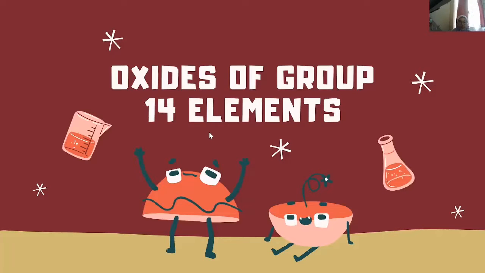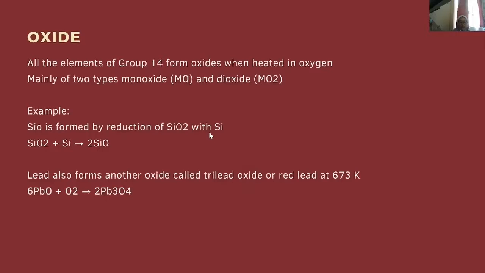Next, oxides of group 14 elements. All the elements of group 14 can form oxides when heated in oxygen. There are mainly two types of oxide, which are monoxide and dioxide. For example, silicon monoxide is formed by reacting silicon dioxide with silicon. Lead can also form another oxide called tri-lead tetroxide, or red lead. It is obtained by heating lead monoxide with excess air or oxygen at 673 Kelvin.